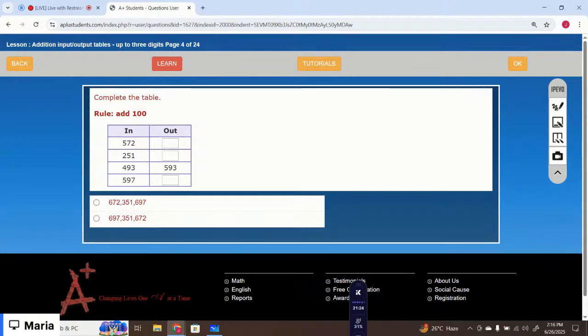Complete the table, add 100. That is 572 plus 100 is 672. 251 plus 100 is 351. 597 plus 100 is 697. Option number one is the correct option.